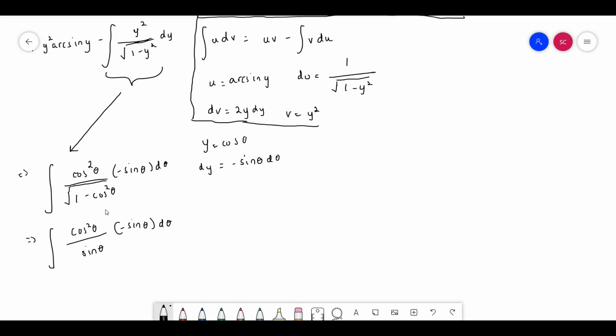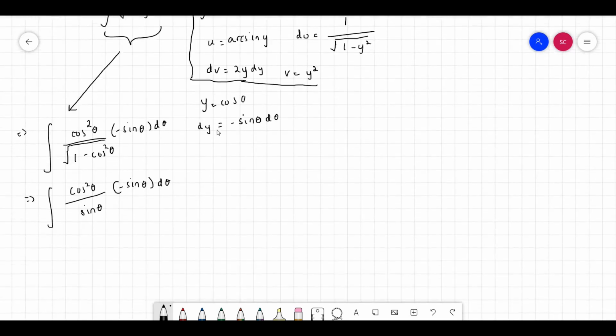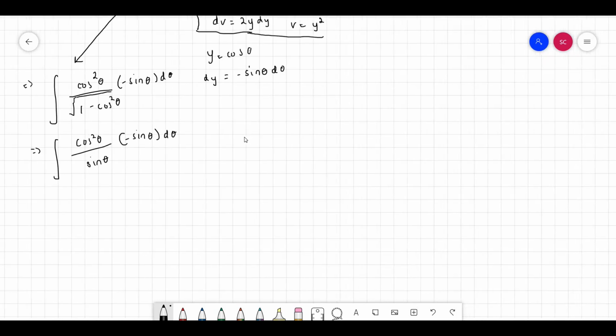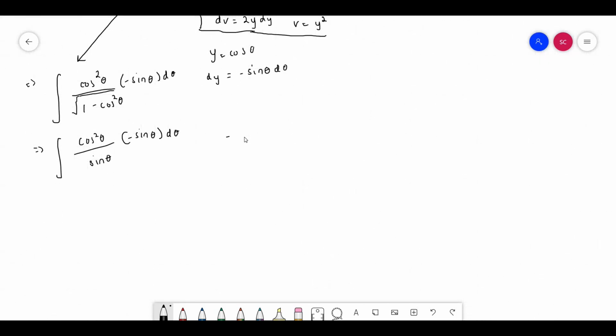So I'm just going to rewrite the entire integration by parts with this new trig sub, and what we end up with is just y squared arcsine y plus the integral of cos squared theta d theta. Okay.